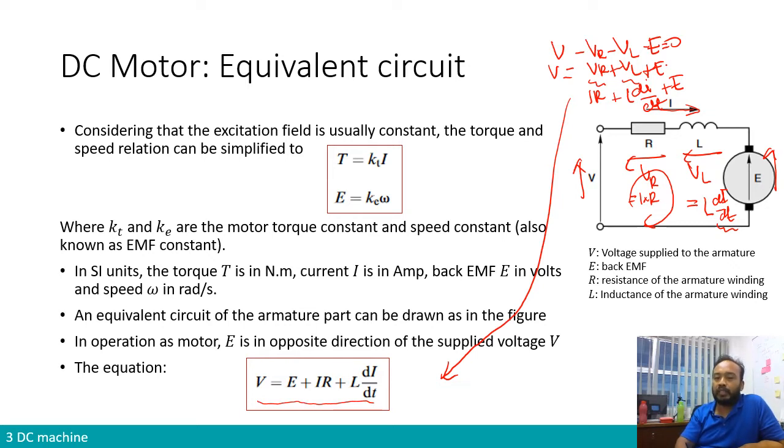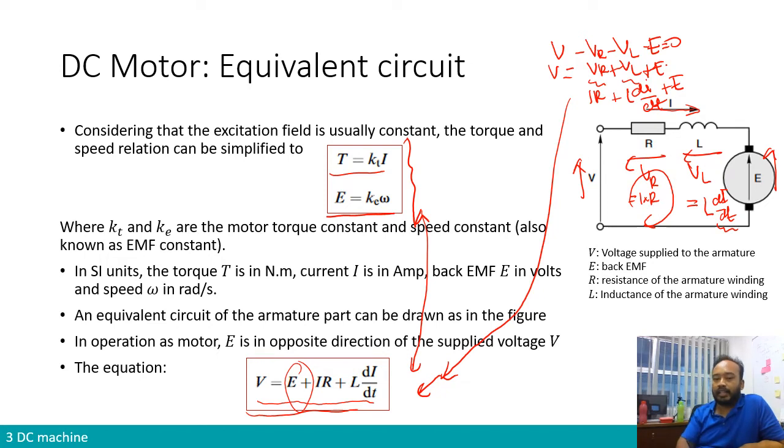So in operation as a motor, E, as I mentioned in the previous slide, is going to be opposing the direction of the voltage supply. That's why it's called back EMF. So you'll get this equation. This equation, coupled with the relation between torque and current, and back EMF and rotational speed, are basically the three equations that characterize any DC machine. So these are three equations that you have to remember.